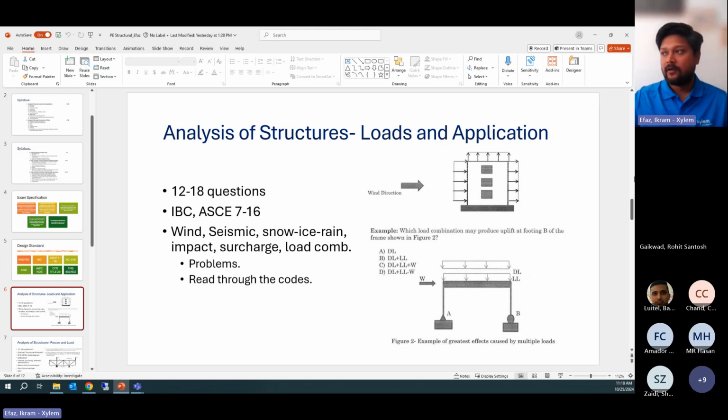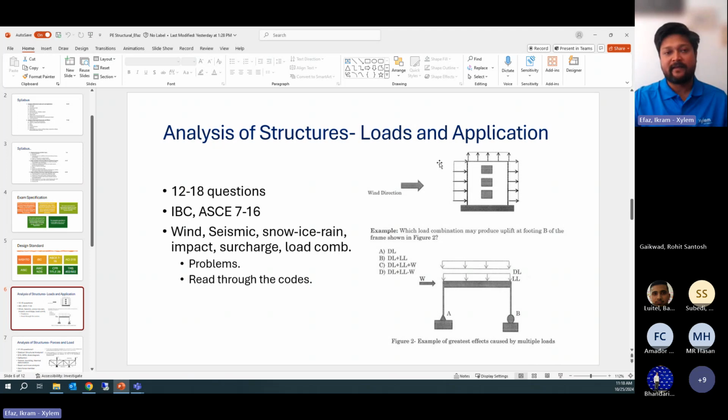For example, on the right side of this slide, I gave a wind problem. This type of problem has appeared in the PE exam previously, PE structural. They give the wind direction and they will ask you what is the wind load per story. So you have to know how to calculate the exposure, how to calculate the topography, and then how to calculate the wind load per story. You have to distribute those loads.